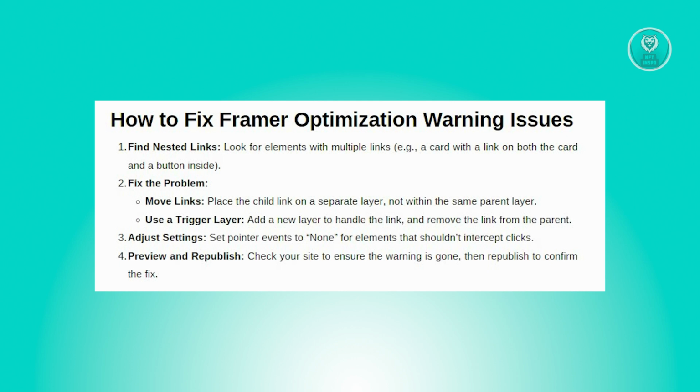Now, understand nested link issues here. Nested link problems occur when both a parent layer and a child element have their own links. The parent link will override the child link.